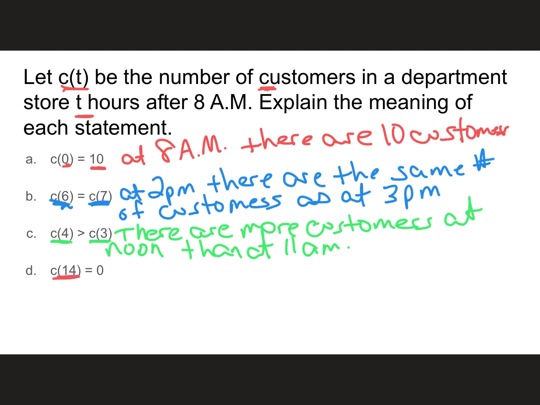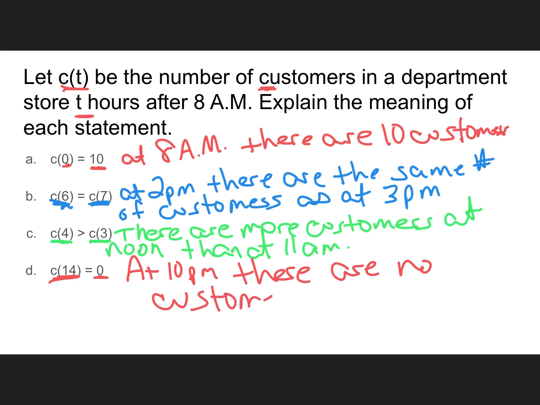Okay, the last part tells me C of 14 equals 0. So C of 14, 14 hours after 8 a.m. So we just count that. We get 9, 10, 11, 12, 1, 2, 3, 4, 5, 6, 7, 8, 9, 10. So at 10 p.m., there are no customers. So this is what it might look like in the real world.